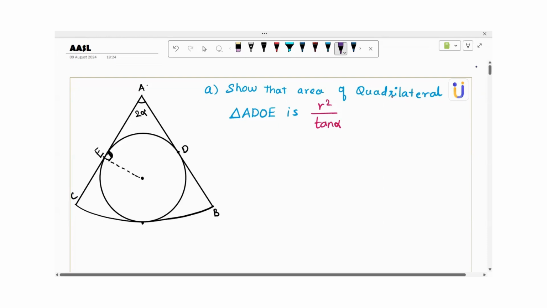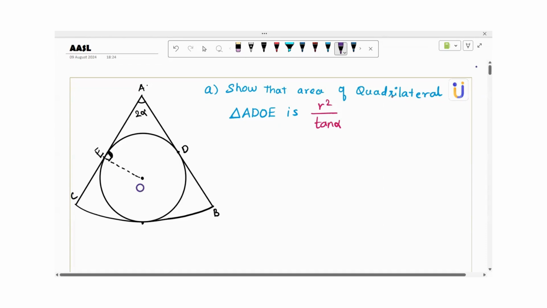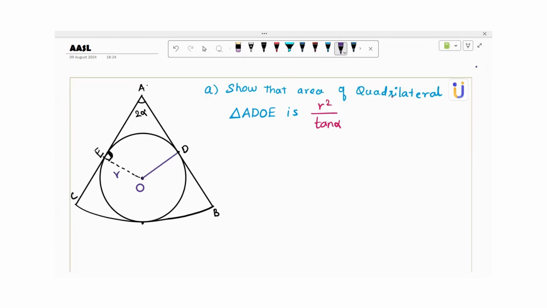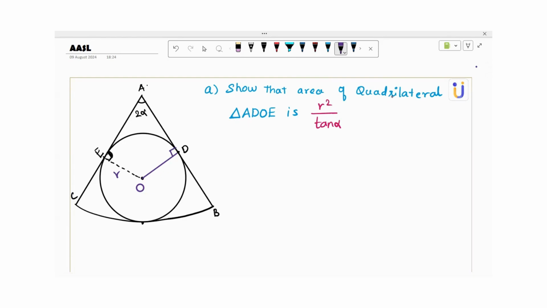So first, quadrilateral, let me connect it. This is the center O and its radius is R, it is given. Let me connect OD. Since AB is a tangent, the radius and tangent at the point of contact will make 90 degrees. So it's 90, this is also 90. We got a quadrilateral, and this quadrilateral is special. It is nothing but a kite.